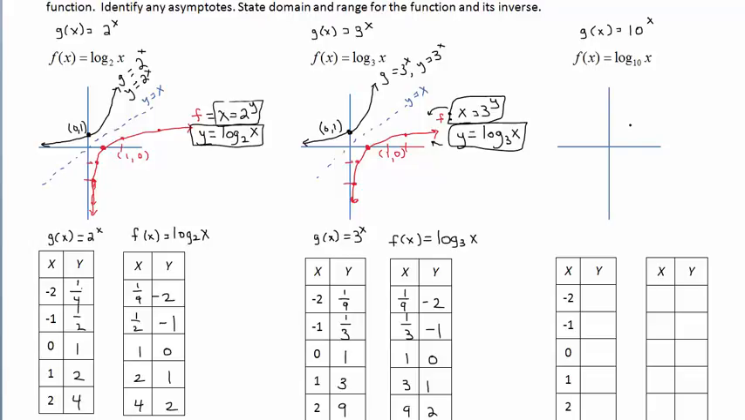All right, let's take a look at our last log function that we're going to graph. It's log base 10, so its inverse is 10 to the x, and we'll take the same approach that we did in the last two. So this is our data table for g of x and our data table for f of x.